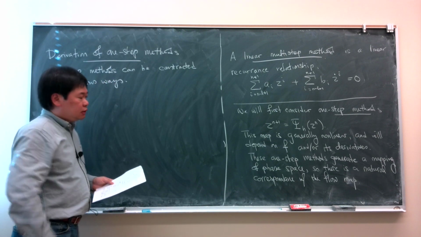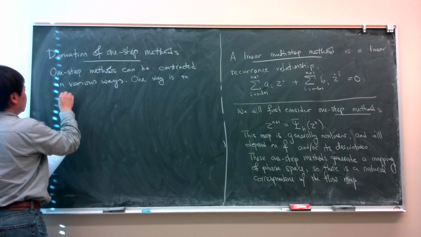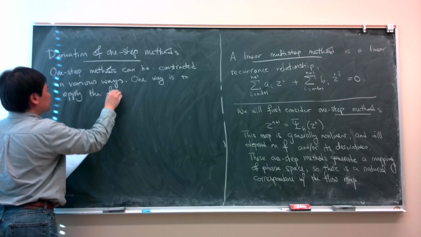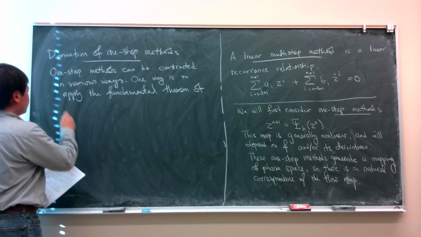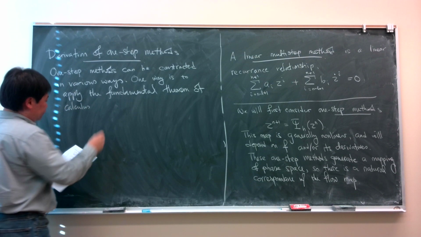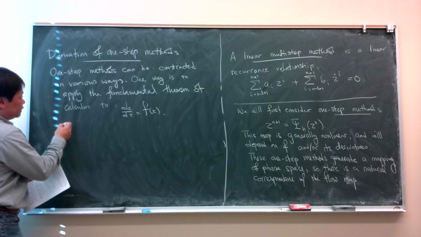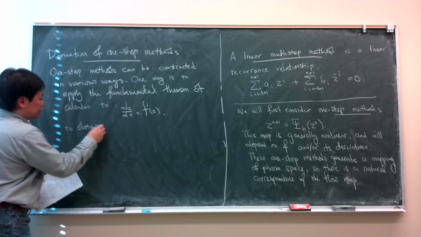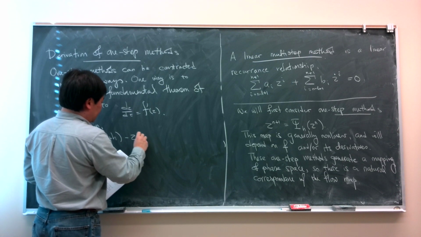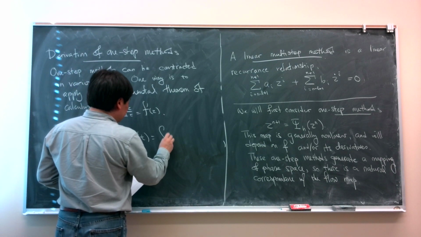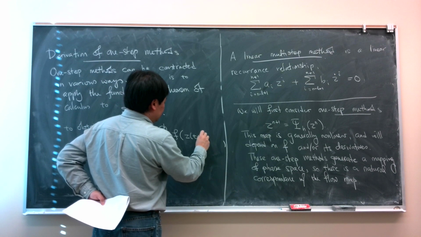So one way is to appeal to the fundamental theorem of calculus. If you apply the fundamental theorem of calculus to a differential equation, say dz/dt equals f of z, then what you get is the following: the solution at t plus h minus the solution at time t is given by the integral from 0 to h of f evaluated along a trajectory, z(t plus tau), d tau.